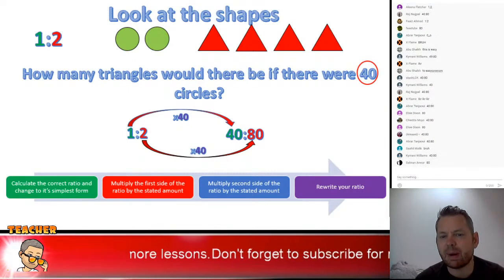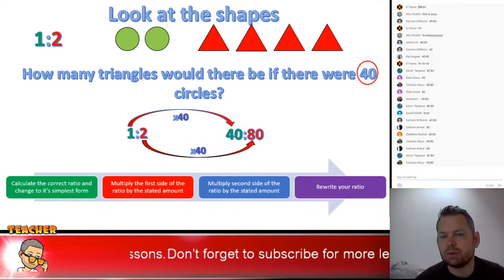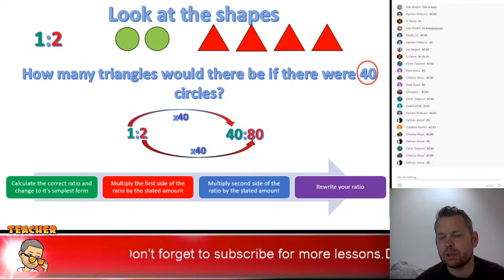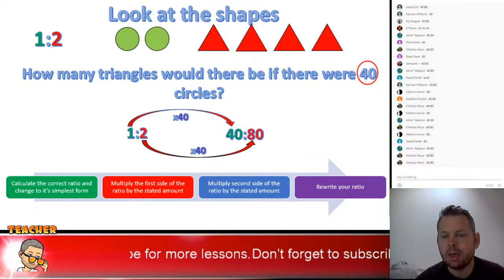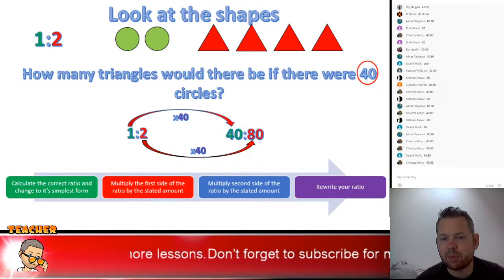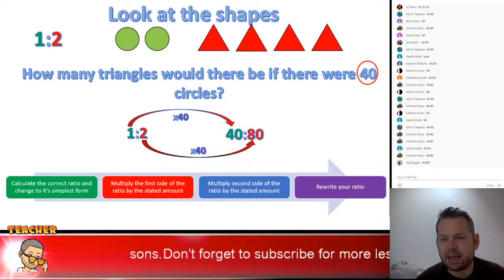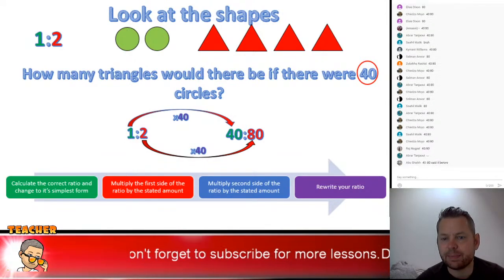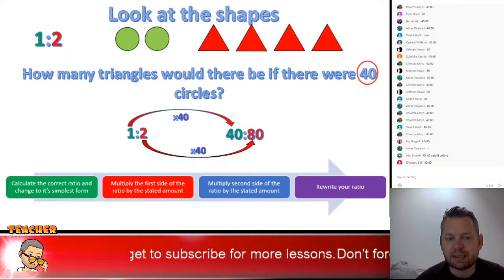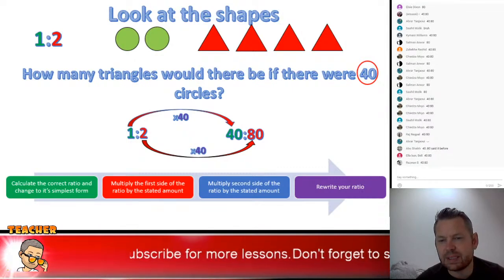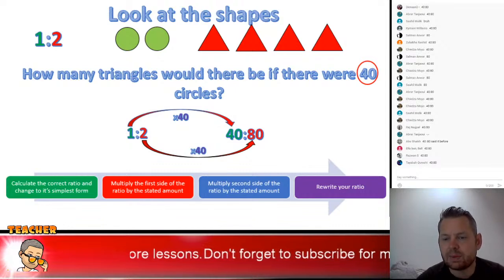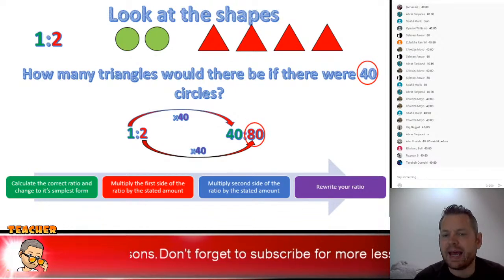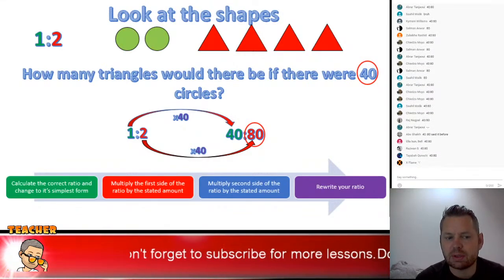So again, taking that step by step, we looked at the original ratio. We wrote down there were 2 circles for every 4 triangles. And then we simplified it by dividing it by 2. Once we'd done that, we went through the next step and we multiplied the first digit by our desired number, which in this case was 40. Then we looked at the second digit and we multiplied that by 40, which gave us 80, and we rewrote the ratio. And we could see that from that there would be 80 triangles for 40 circles.